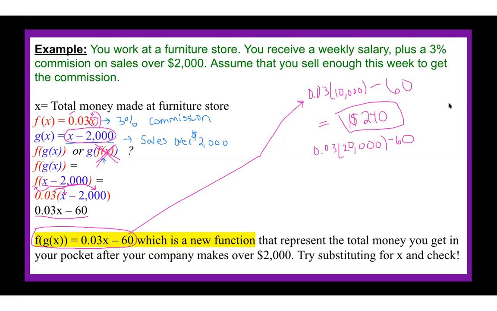Minus 60, 540. So if I sell 20,000 in furniture, I would get 540. I guess it depends what you're selling there in the store. Hopefully it's the fancy expensive furniture, because the more expensive it is, the more you sell, the more money you'll get in commission in addition to your weekly pay. So some stores work like that. I know in Macy's, sometimes they hire salespeople based on commission.